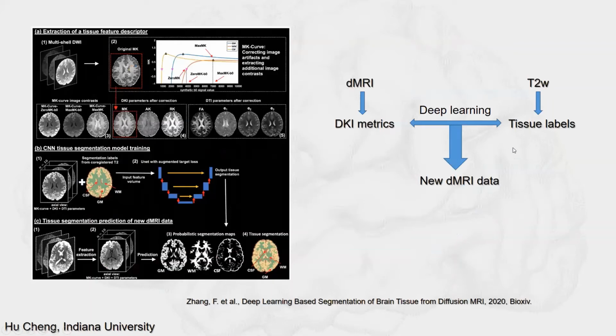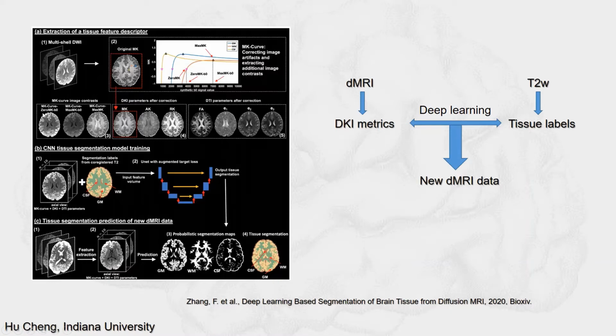And recently, Cheng et al. developed a deep learning method for segmentation, by computing DKI-based image features and learning segmentation from tissue labels derived from T2-weighted image. And the result is very good.